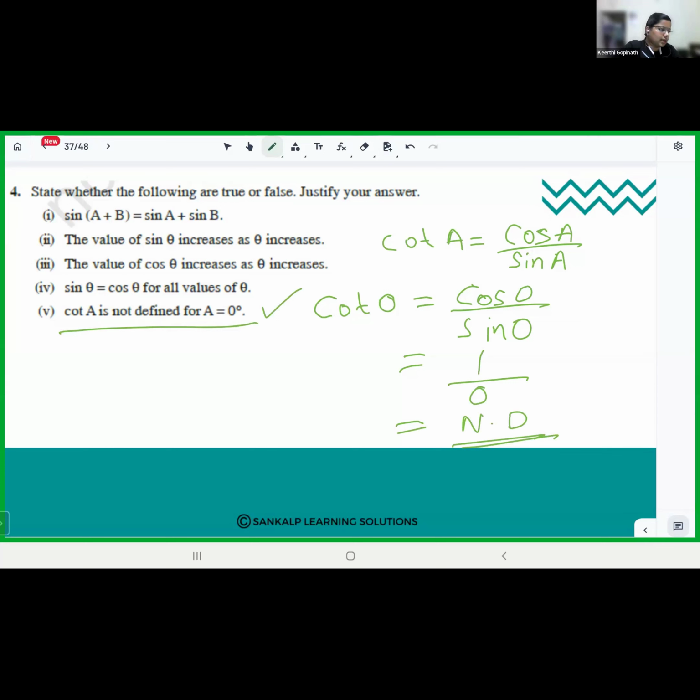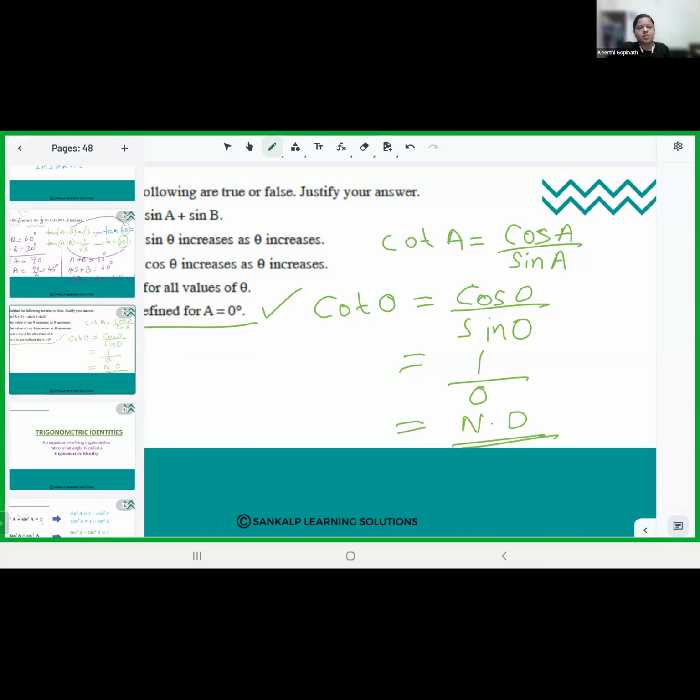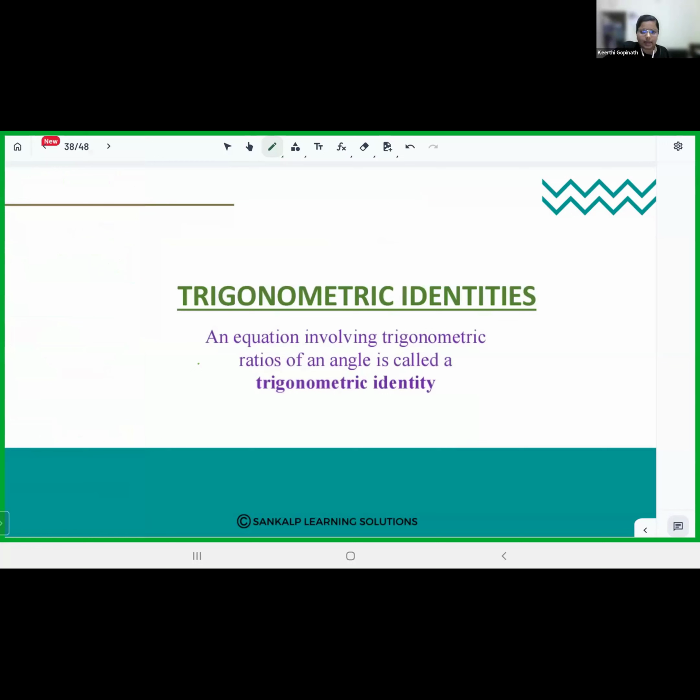So we are moving on to the next section of our chapter. It is nothing but trigonometric identities. You have already studied different algebraic identities, right? We have already applied different identities related to algebra in this chapter itself. Now what you are going to study is trigonometric identities. An equation that is true for every value of x is known as an identity. An equation that involves trigonometric ratios of an angle is called a trigonometric identity.